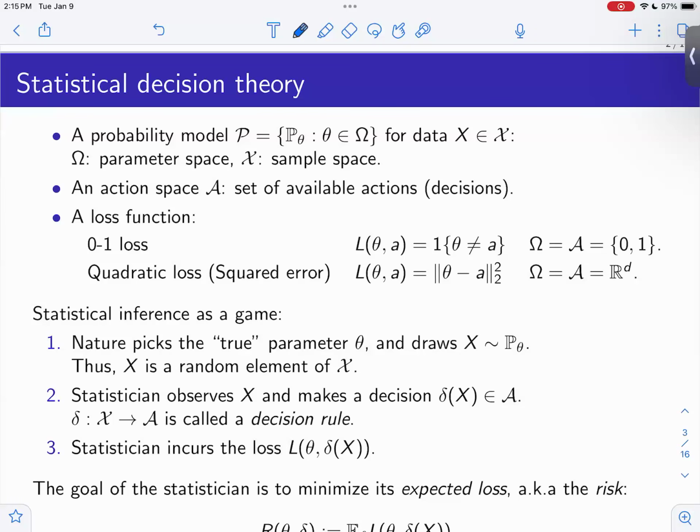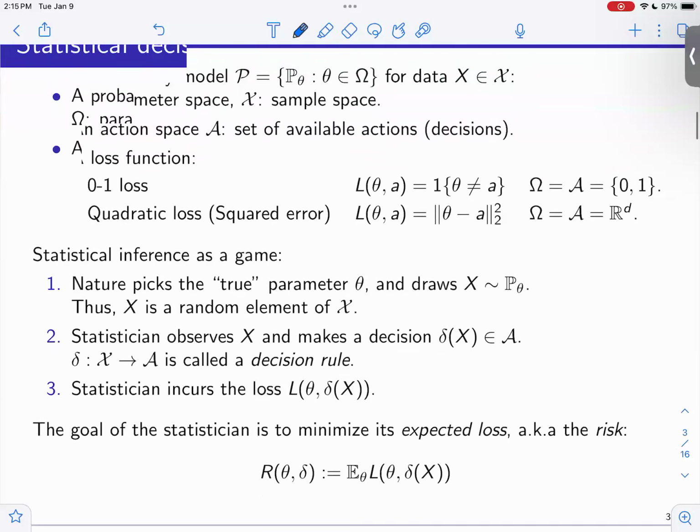For continuous variables or vectors in R^d, you can, for example, use a quadratic loss. Let's say omega and a are the same. And so you have this possible loss. Okay? And then the action space and parameter space need not be the same. So you can take an action in some space, and parameters from some space omega, and then you define a loss between them.